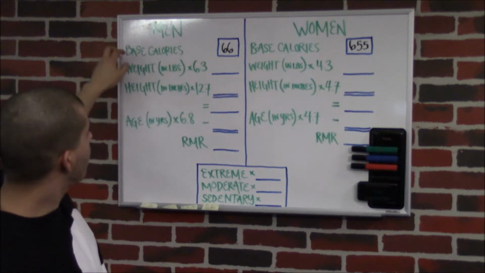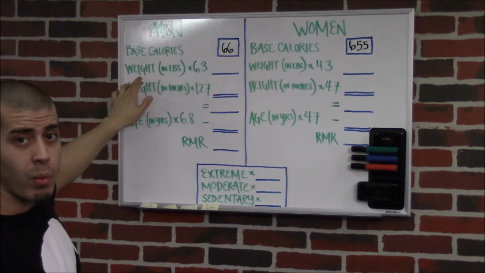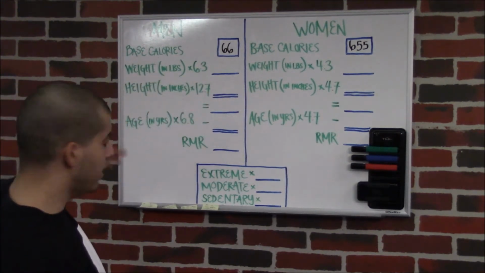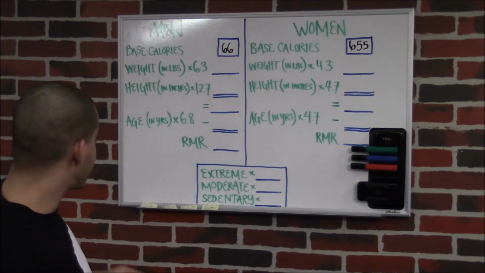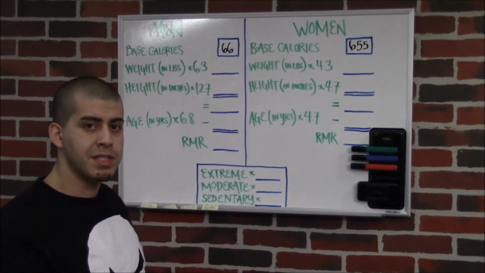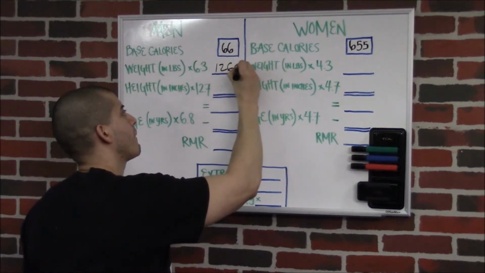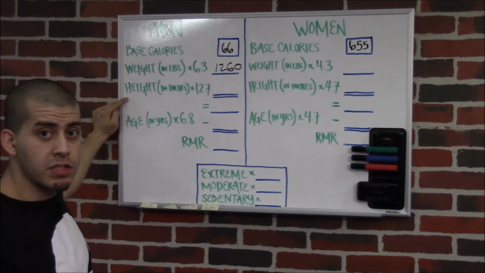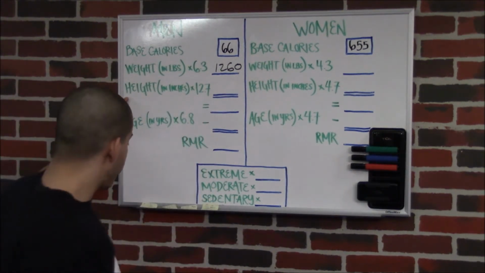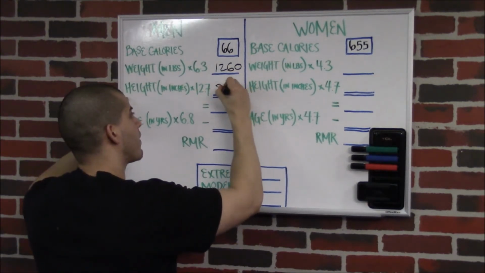So first off, we have our base calories, which is 66 calories. Then we have our weight in pounds times 6.3. Now, I already did a little bit of the work ahead of time, so it's a little bit faster here. But 6.3 times 200 pounds is 1260. Then we have our height. So my height is 5'10 times 12.7. And that comes out to 889.